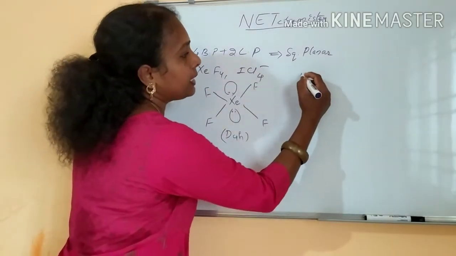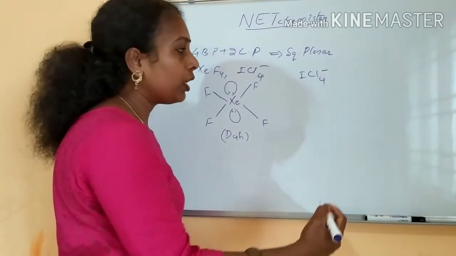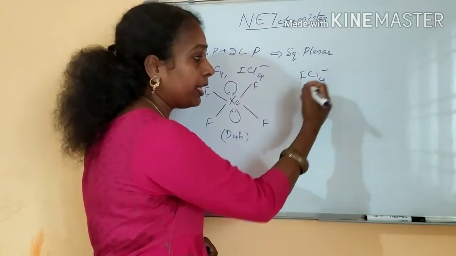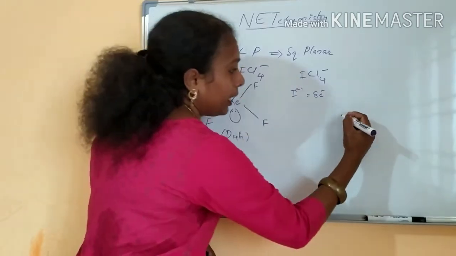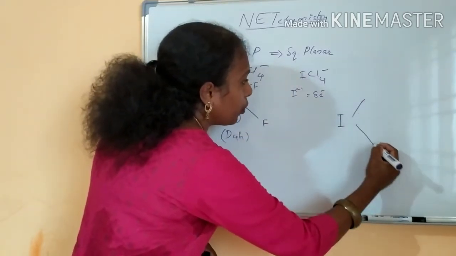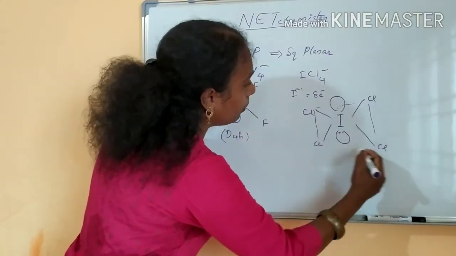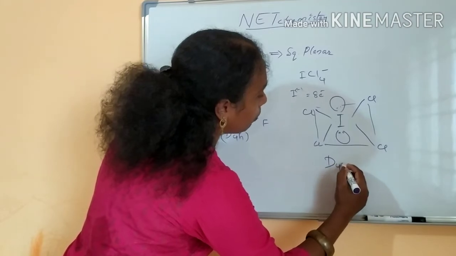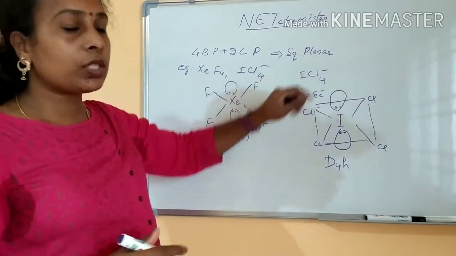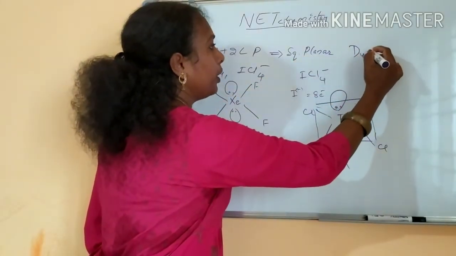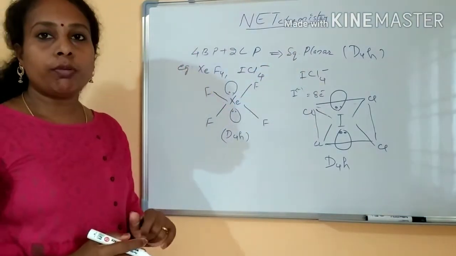The same case, ICl4-. Iodine is having 7 electrons, here I- is having 8 electrons, right? In this, iodine has bonded with 4 chlorine atoms. Remaining 4 electrons are there, that is 2 lone pairs, so it will be a square planar molecule, belonging to the point group D4h. Okay, clear? 4 bond pair plus 2 lone pair, the molecule will be square planar.